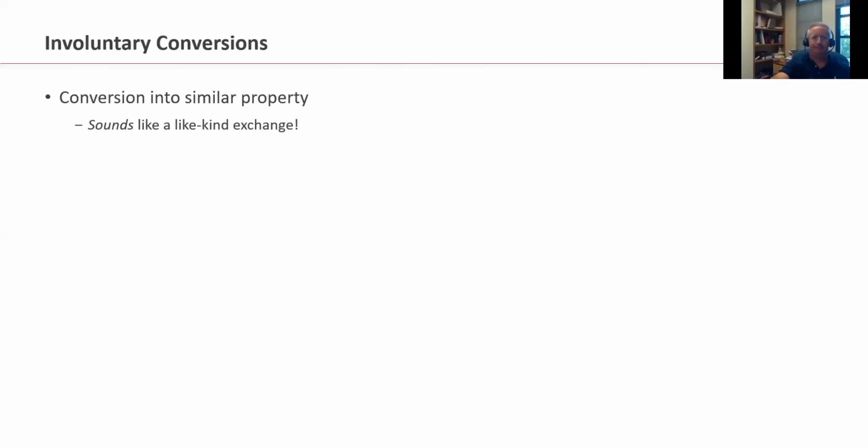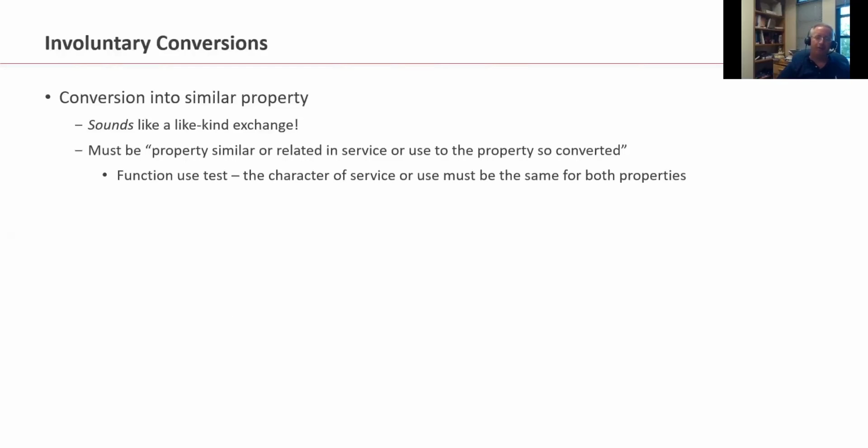Okay, I get it. This sounds just like a like-kind exchange, right? If I get boot, if I end up with cash, I'm going to Vegas, I'm buying shrooms, I have to pay tax. If I don't, it's a like-kind exchange, I don't pay any tax. So what is it to replace it with property similar or related in service or use? Well, you have to apply two tests.